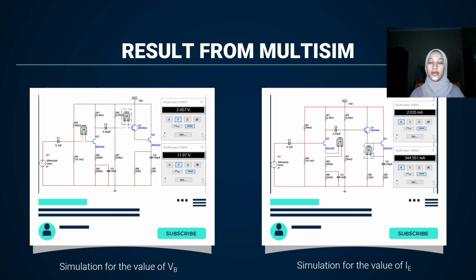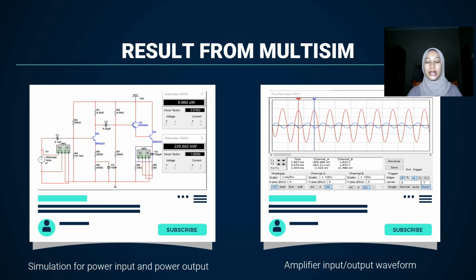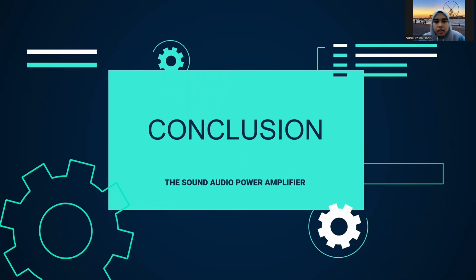As you can see, this is the result for Multisim, the value for VB, the value for IE, and the next result is for power input and power output, then the amplifier input and output waveform. Next, I will explain about the conclusion for this project, which is the sound audio power amplifier.